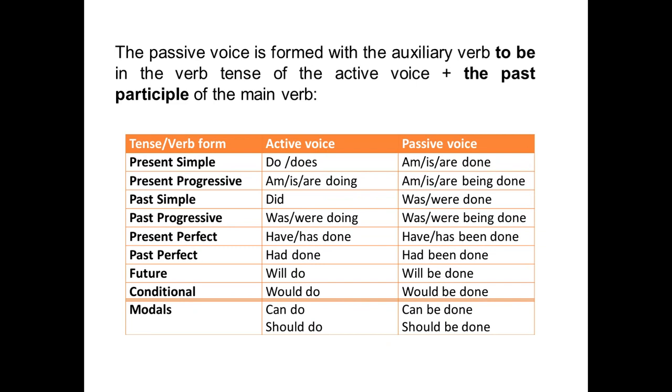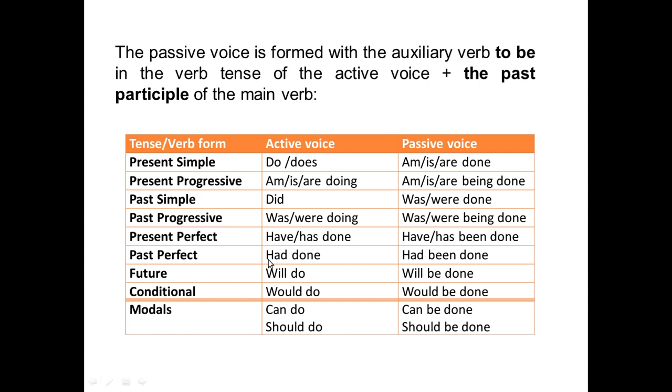But you need to pay attention, guys, because you need to check the verb tense, and according to the verb tense you have to follow the rules. Active: Teacher Renata does a video. Passive: The video is done by Teacher Renata. Present progressive: Teacher Renata is recording a class. A class is being recorded by Teacher Renata.